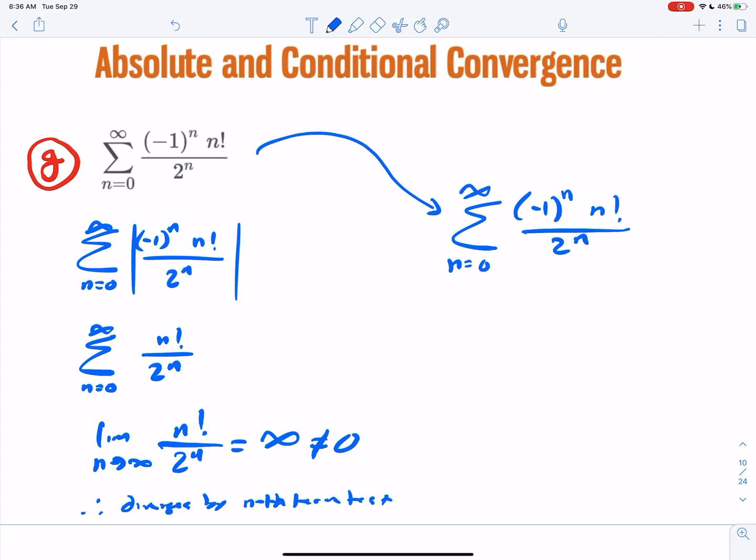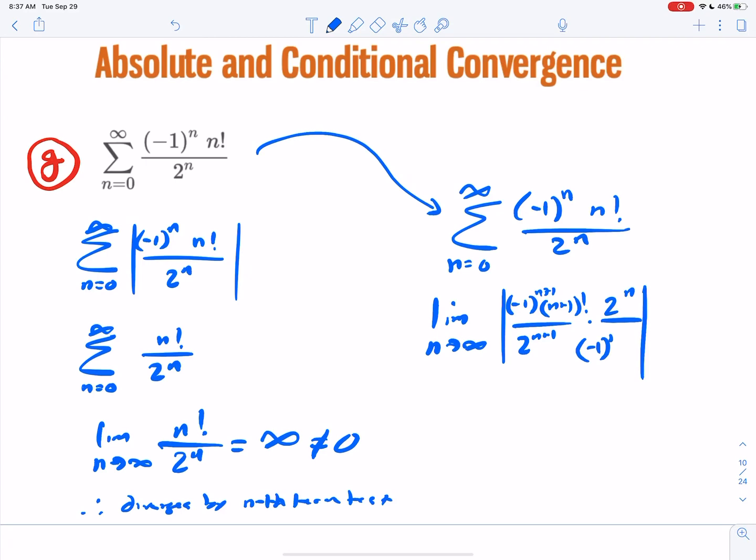Initially I would use the alternating series test here because there's that alternating piece. But I noticed that there's factorials and exponents, so I would probably lean towards the ratio test, but I could be wrong. So let's run the ratio test here. We're going to take the absolute value of -1 to the n plus 1, n plus 1 factorial over 2 to the n plus 1 times the reciprocal, 2 to the n over -1 to the n, n factorial. So because of the nature of the absolute value, it'll get rid of the alternating parts.